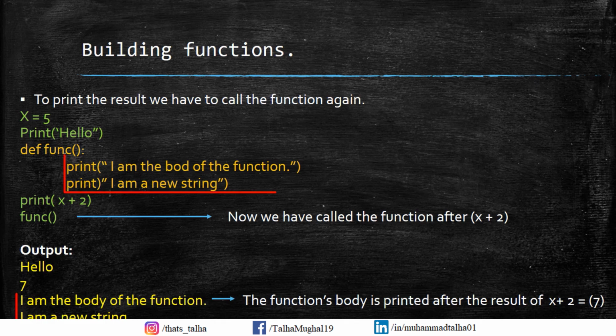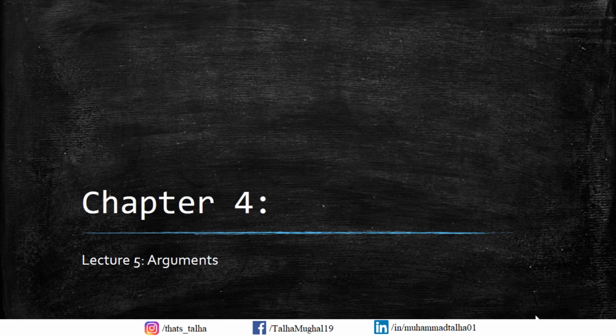Now the function's body is printed after the result of x plus 2, which is 7, because we actually called that function there, which means that until you call your function again, the function will never be executed in the output. As we are discussing these functions in detail, we have to understand why we use these arguments inside of our functions.